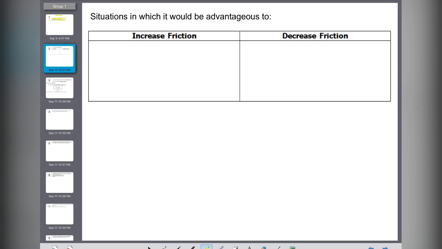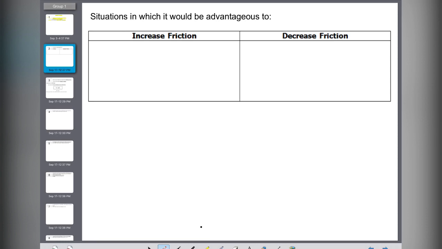So think about situations where it could be advantageous. Why don't you write this down, right? Take a moment and think. When do you want more friction and when do you not want more friction? This could be a very good application question on the test. So pause the video and write out when you want friction and when you want to not have so much friction.